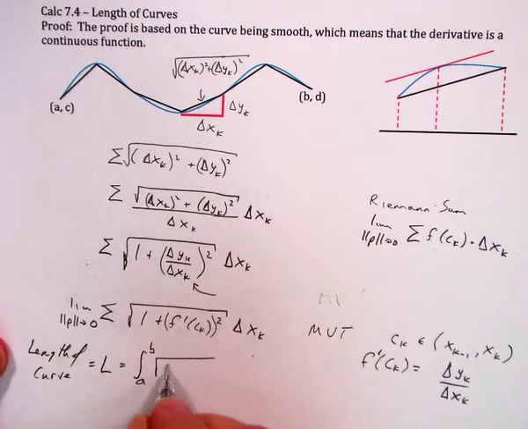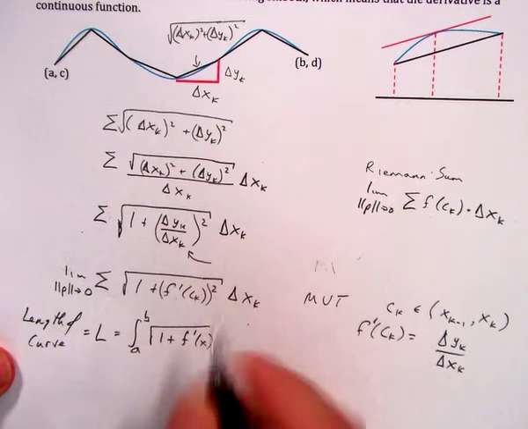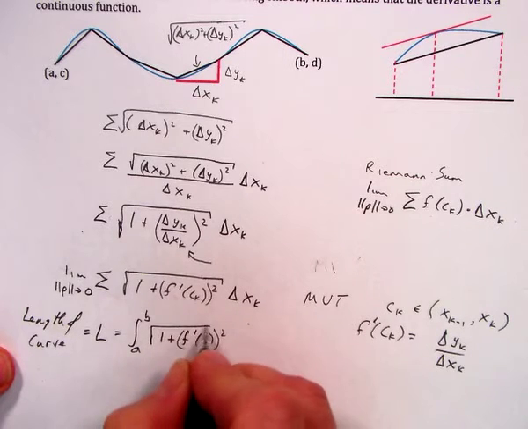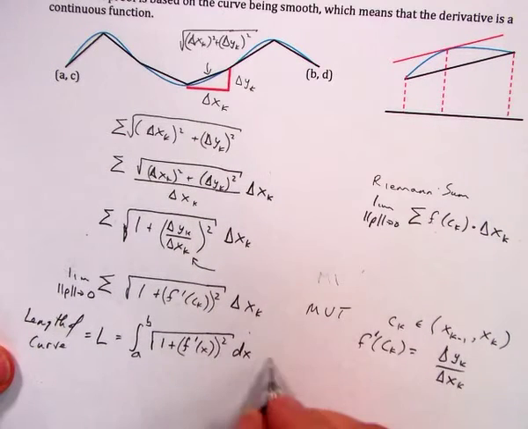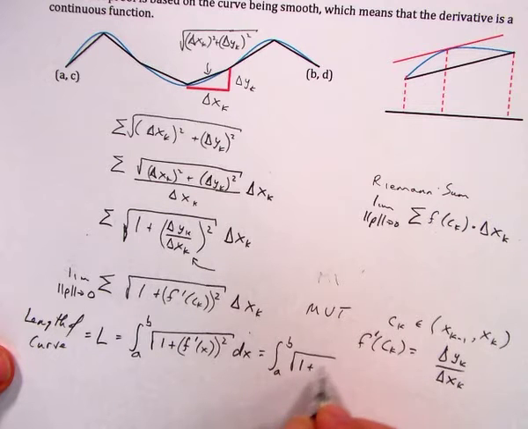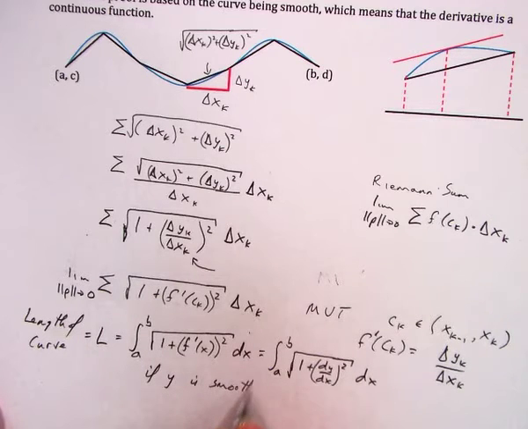of 1 plus f prime of x quantity squared. Again, let's make sure that's there. And then the delta x goes to dx. Another way to write that would be the integral from a to b of the square root of 1 plus dy dx quantity squared, dx. And so this would be if y is a smooth function on the closed interval from a to b.